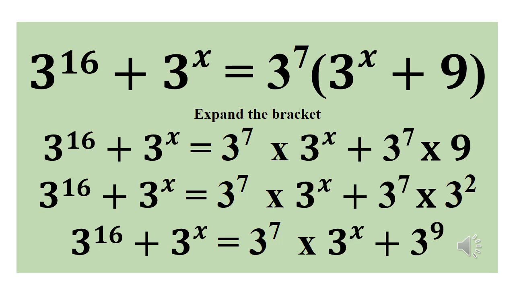So we then have 3 raised to power 16 plus 3 raised to power x equals 3 raised to power 7 times 3 raised to power x plus 3 raised to power 9. We pick 3 raised to power 7 and 3 raised to power 2 using the law of exponents. They have the same base, so we can just add the powers. If you add 7 plus 2, you get 9. So that's how we arrive at 3 raised to power 9.